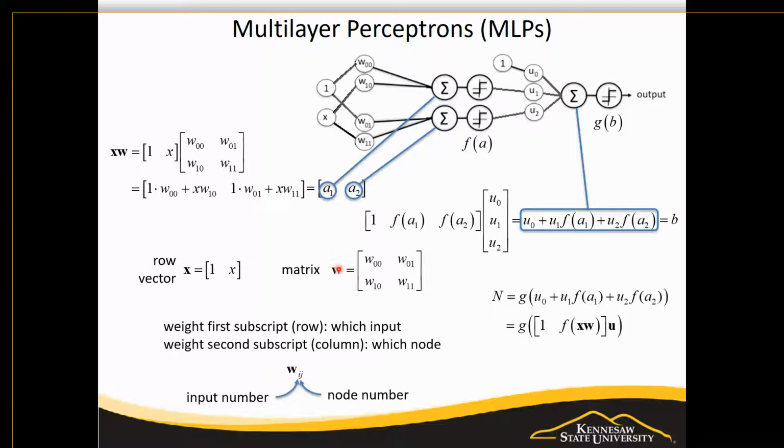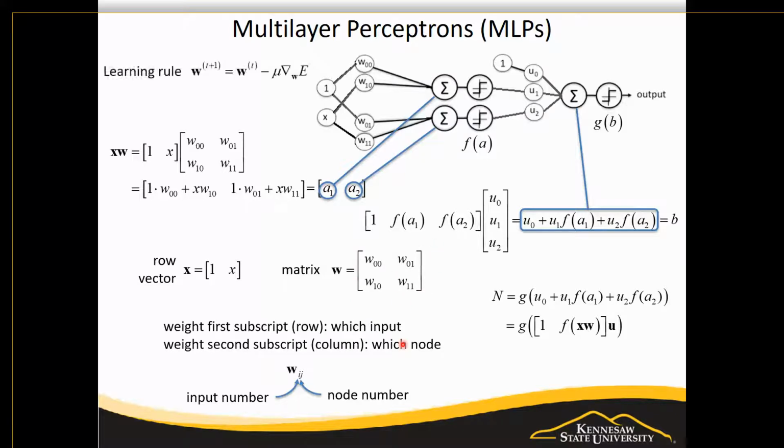And so our matrix for our weights has become a matrix now, again, where the first index, which row it is, is talking about the input number, and the column is saying which node number. So the first row here is going to have to do with the first input, which is the bias. And this row is for the actual X. And then this column is for the first node, and this column is for the second node.